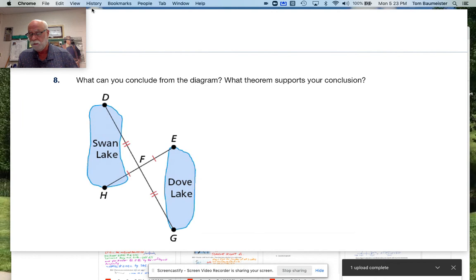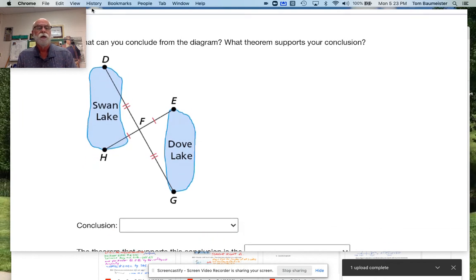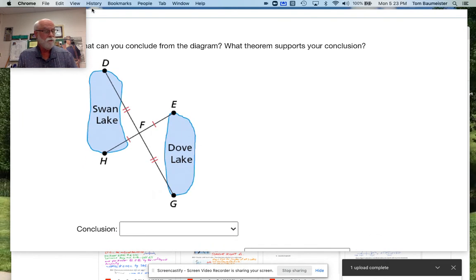All right. And now finally on the last one here, what can you conclude from the diagram? And what theorem supports your conclusion? So on this here, it's going to be a drag and drop, ladies and gentlemen. But remember what we've talked about here. When we were talking about congruent triangles, I told you we only needed 3 pieces. All right. So if we look here, we have these 2 angles that are the same, and we have these 2 sides that are the same.